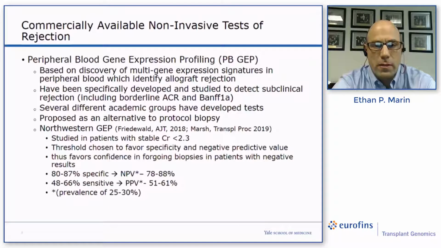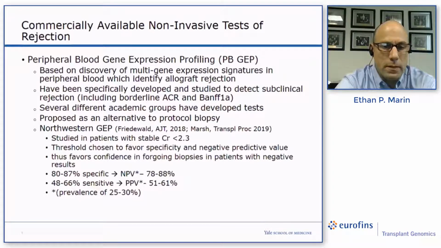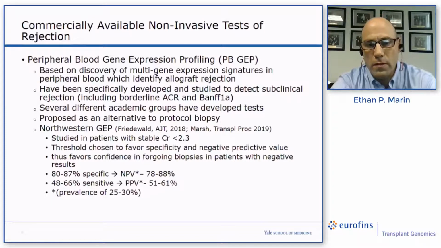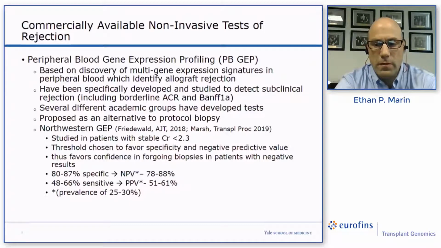Of note, the test as presently constituted is returned in binary fashion, either a positive test, meaning a non-transplant excellence, suggesting that there's rejection potentially occurring, or TX, transplant excellence, meaning the test is negative and the chances of rejection are only 10 to 20%.